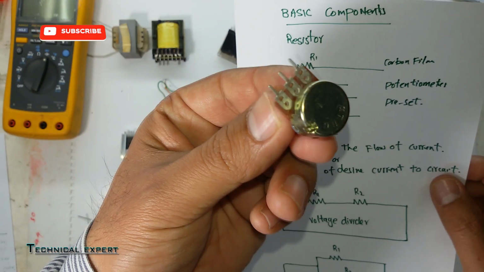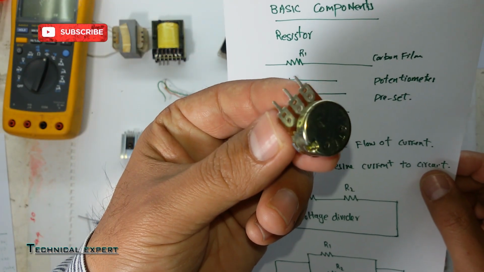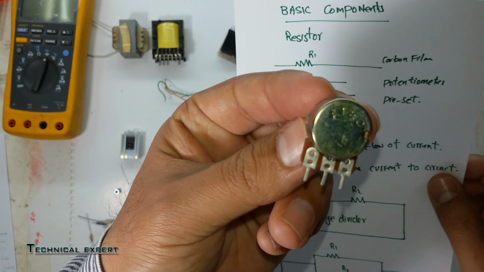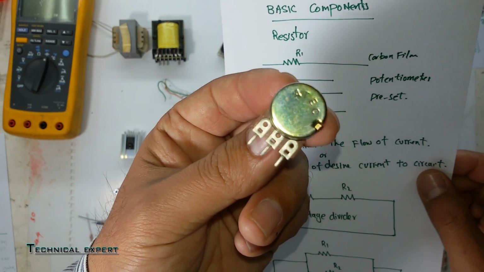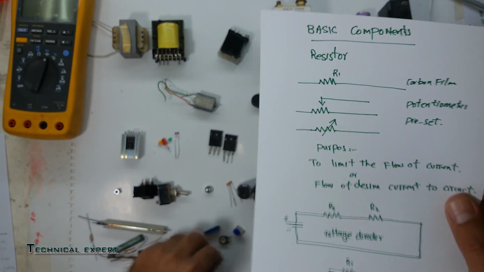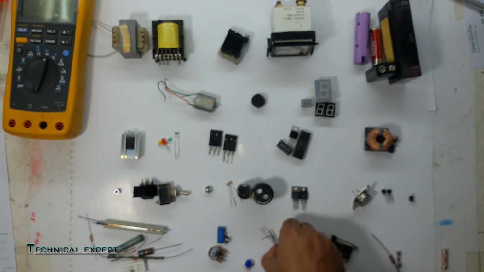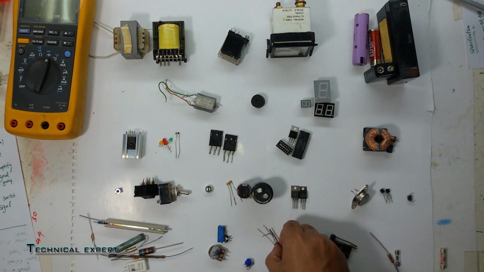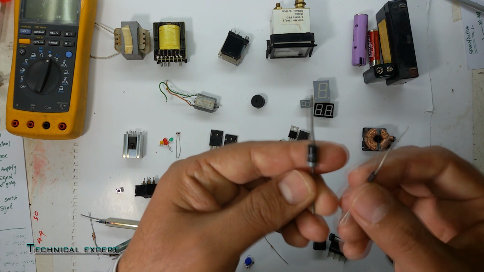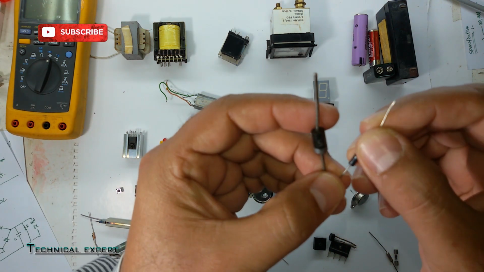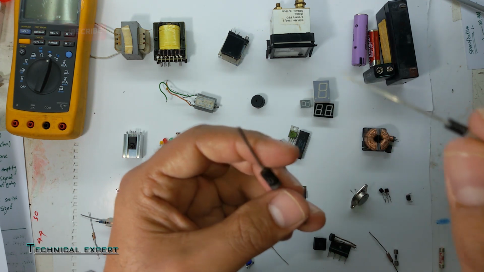Here we have a potentiometer. You can control your resistance from here, and it comes in different kinds, like 1K to 10K, 100K, and this is our preset value, preset potentiometer. And this one we have here is a diode, and as you can see, this is a normal diode, and the purpose of this diode is one way flow of current.